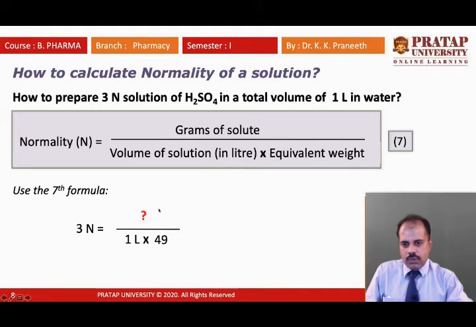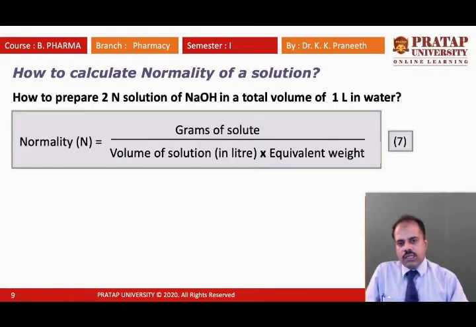So we need to extract the number of grams value from this equation. How to do this? You simply multiply this and then you cross multiply. Okay, so 49 into 3 is 147 grams of sulfuric acid is needed to make this concentrated solution. That's all.